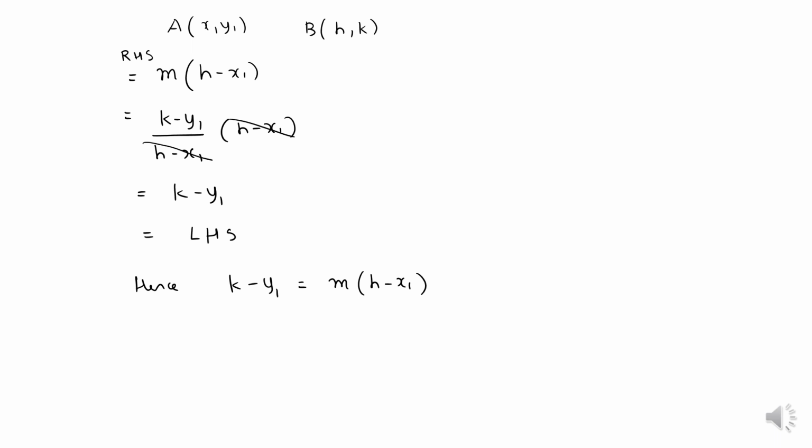Okay. Now again, the 11th one is the same as the 8th one. The points are lying on the same line. It means the points are collinear. You will use the same concept and will get the required relation.